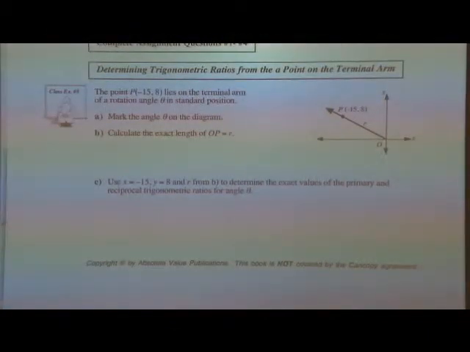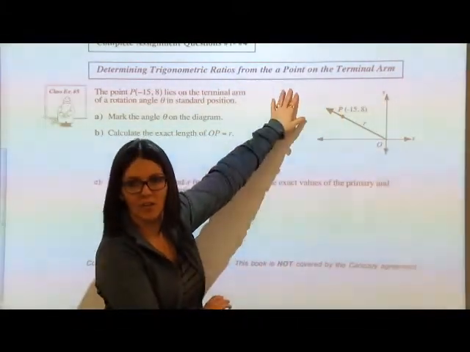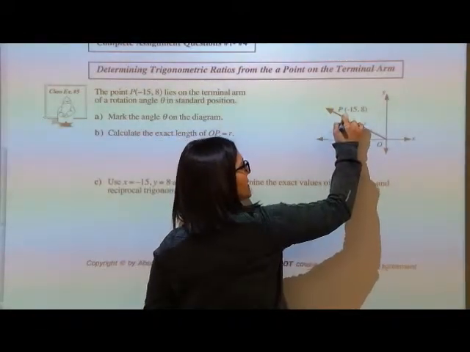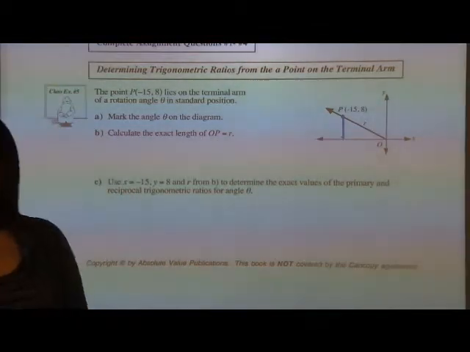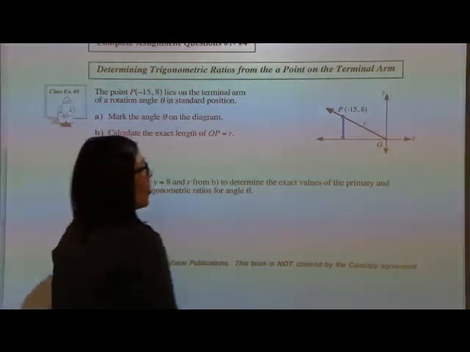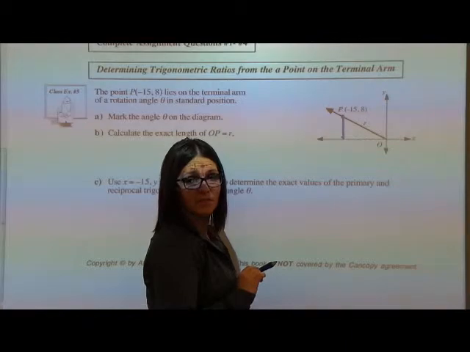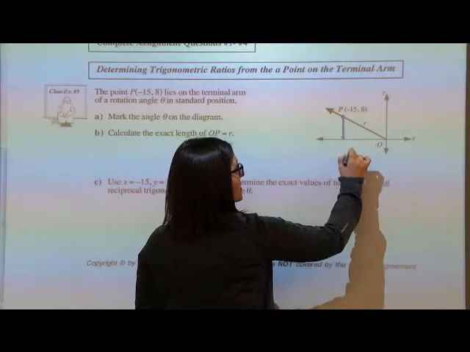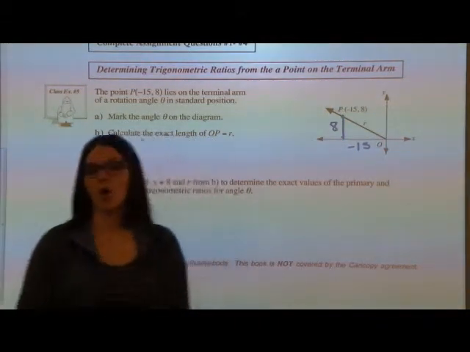Suppose I have the point negative 15 and 8. It's a point on the terminal arm of this rotational angle. If I drop this point down to the x-axis, what shape have I created? A right triangle. What is the base of my right triangle? Negative x, which in this case is negative 15. What's the height of my triangle? 8. How do I find out r?